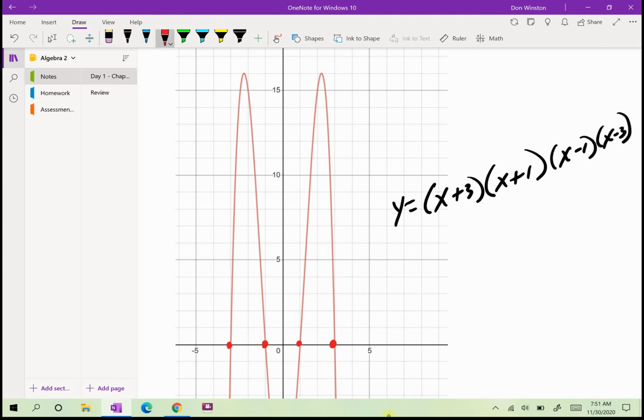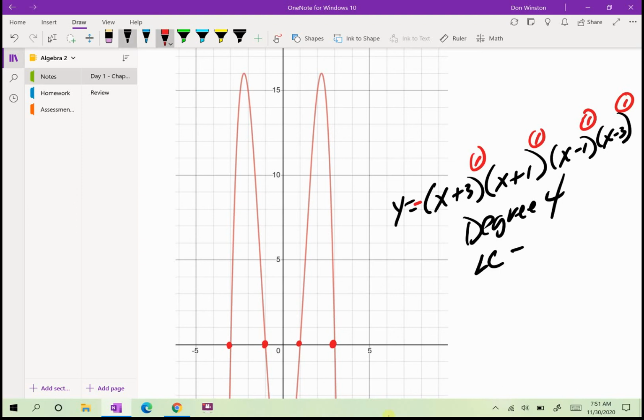So this would be a fourth degree polynomial. The degree of each factor is 1, and so degree 4. And then the leading coefficient would be negative because the graph is pointing downwards.